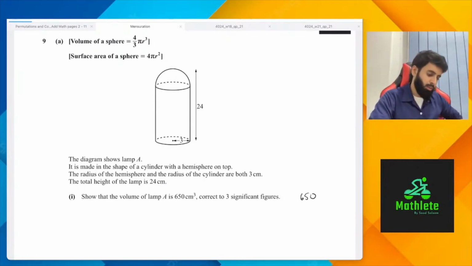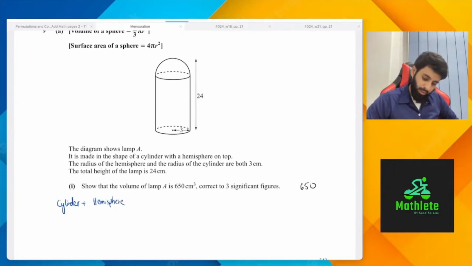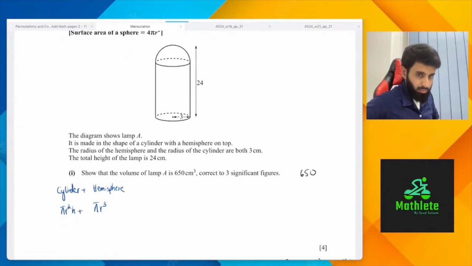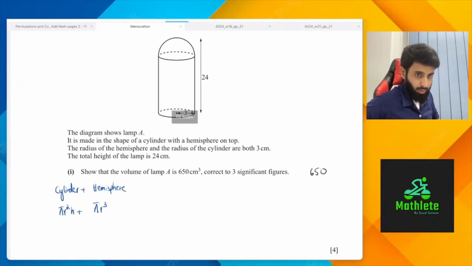Okay. Volume चाहिए. Fairly simple. We're going to find out the volume of cylinder, and in it we're going to add the volume of the hemisphere. So for the cylinder we're going to do pi r square h. For the hemisphere we're going to do pi r cubed. ठीक है. अब I have a question for you guys, and that is May June 11 paper 21 question number 10.